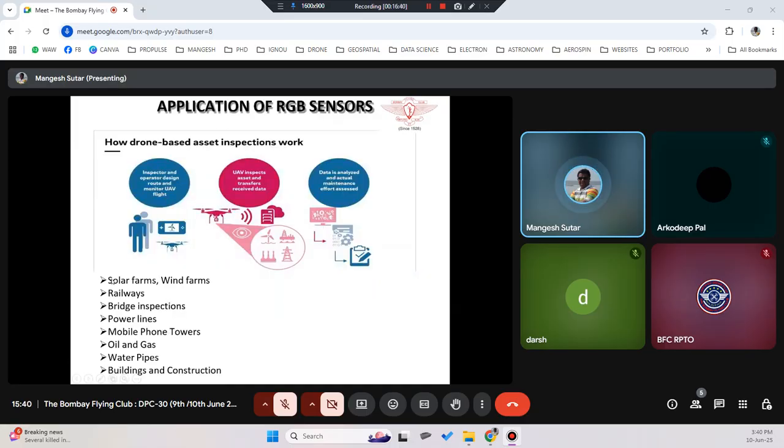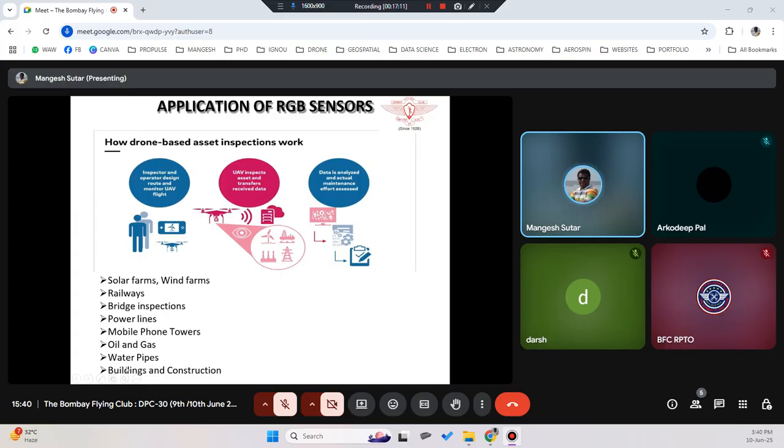Okay, so what are the applications? Solar farms, wind farms, railways, bridge inspection, power lines, mobile phone towers, oil and gas, water pipes, building and construction. All these segments will definitely require drones to be used. Earlier, traditionally, you were doing it using humans, but this was then considered a new way of doing things.